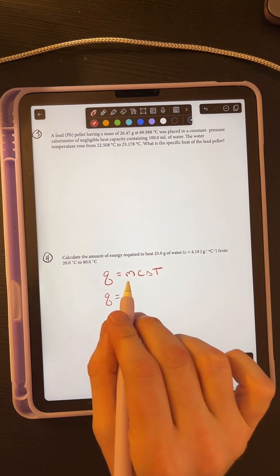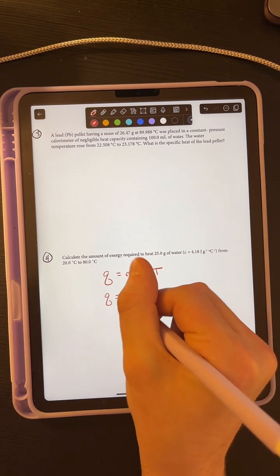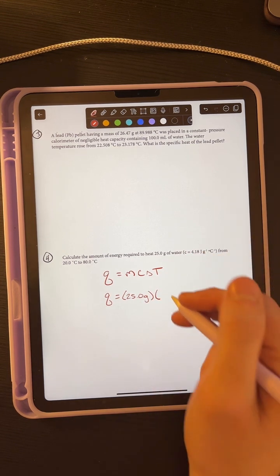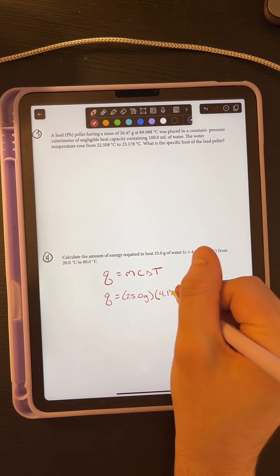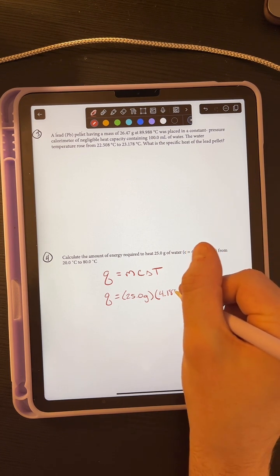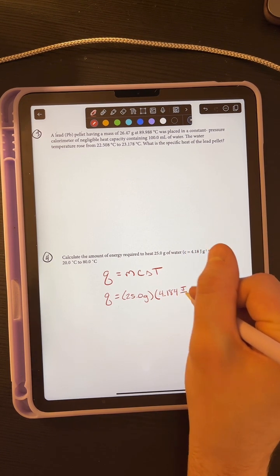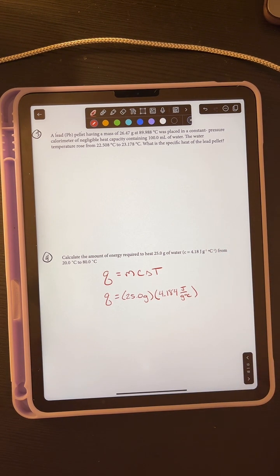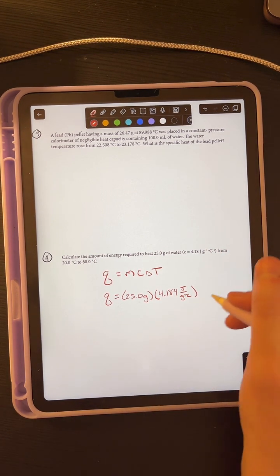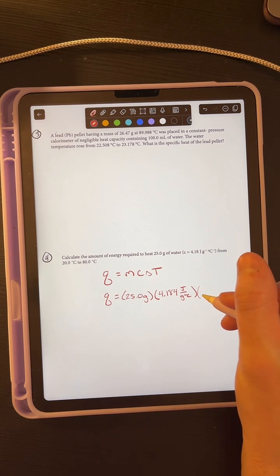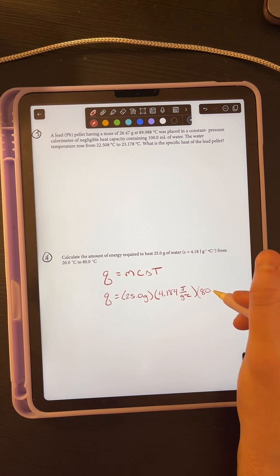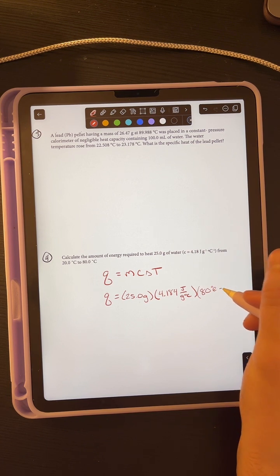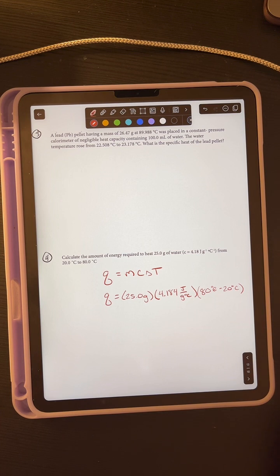Q equals our mass of water, which is 25.0 grams, times the heat capacity, which is given, 4.184. Typically, you'll see it as 4.184, at least from what I've seen. And then our delta T is going to be 80 degrees Celsius minus 20 degrees Celsius.